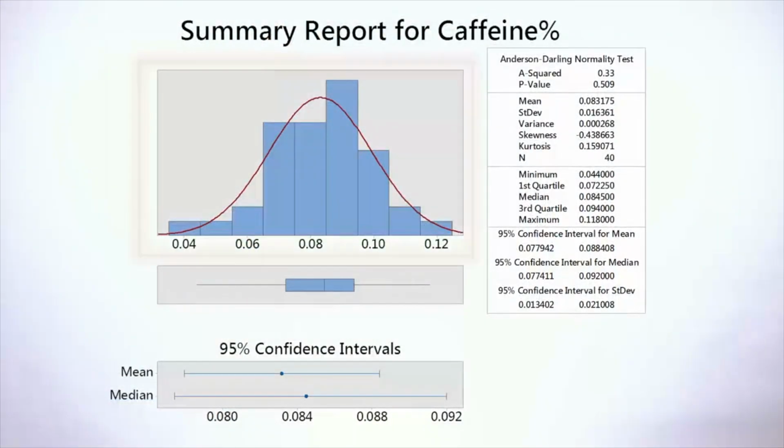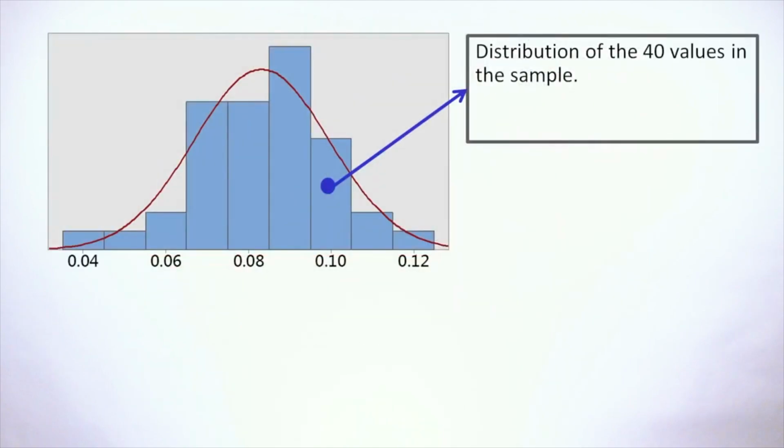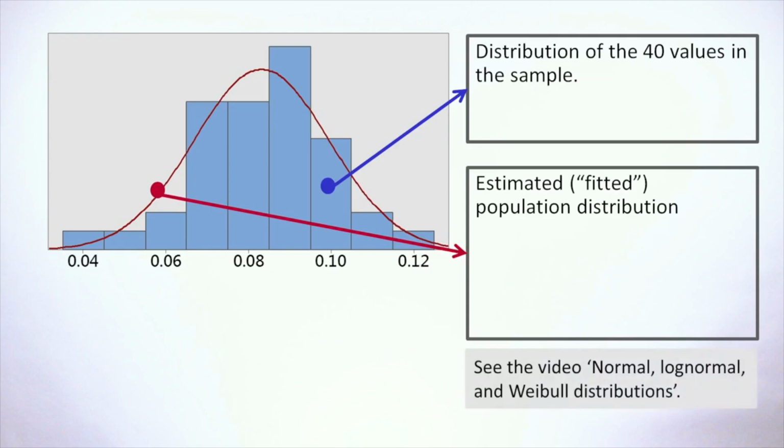Let's first take a look at the histogram before we study all the other provided statistics. The blue bars are the histogram of our 40 values in this sample. The red line is the estimated or fitted population distribution. This represents all the coffee produced and not just the batches in our sample. In the video on normal, log normal and Weibull distributions, I will discuss these fitted distributions in more detail. But for now, just remember that we are interested to know what this distribution looks like in the sense of where its location is and what the spread is.